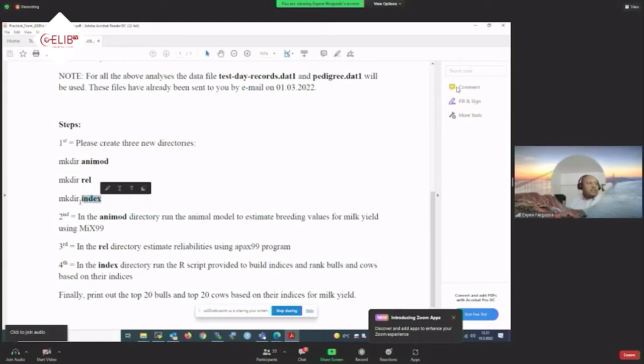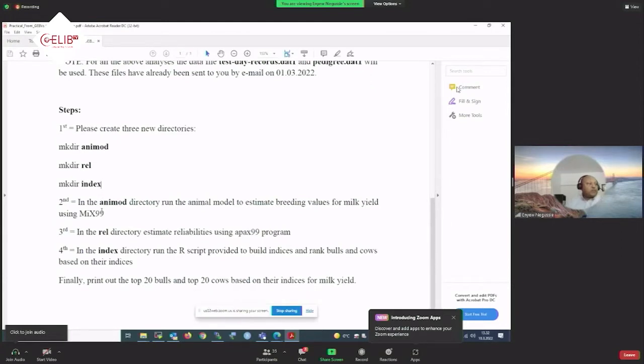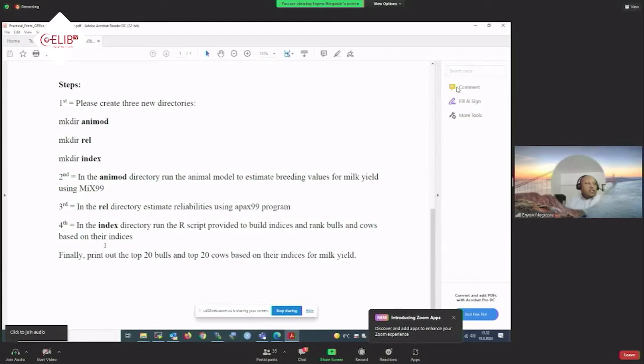And make a directory called index. In this one, we standardize this breeding value solution to indices. And in our exercise, once we do that, finally our objective is to select or to rank the best top 20 bulls and cows.